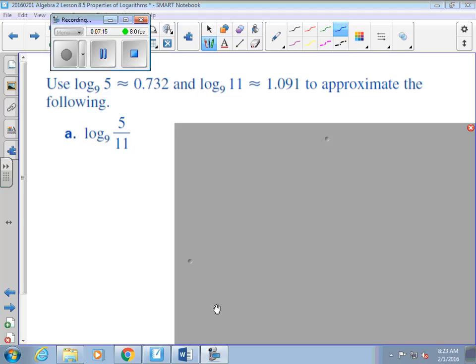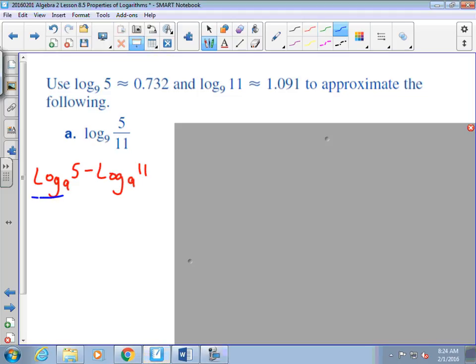Okay, so we have log base 9 of 5 over 11. Separated into log base 9 of 5 minus log base 9 of 11. Everybody see what I did there? All I did was take division and separate them, made them both log base 9, one of them a 5 minus 11.